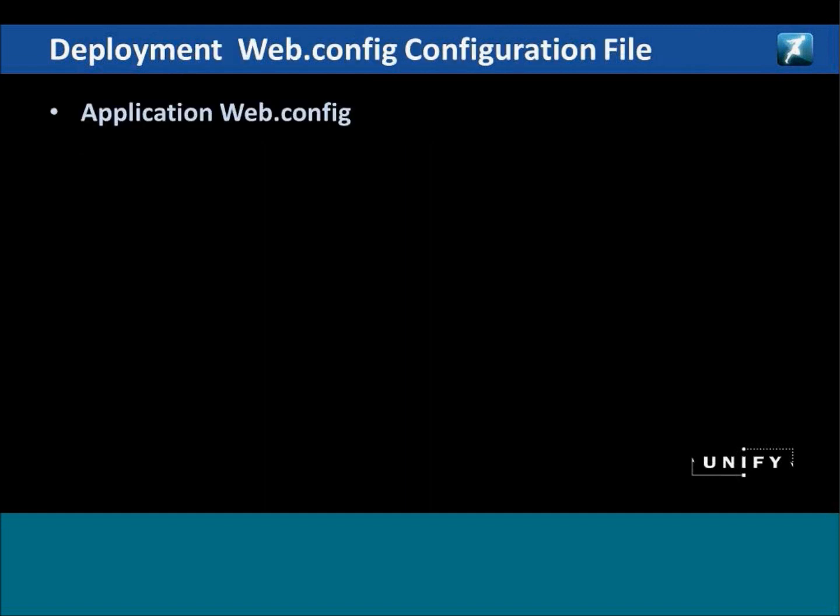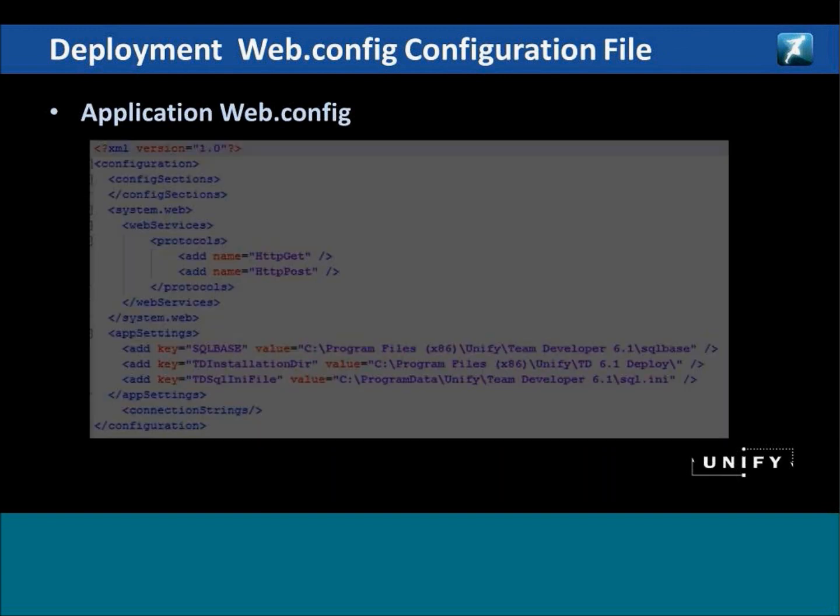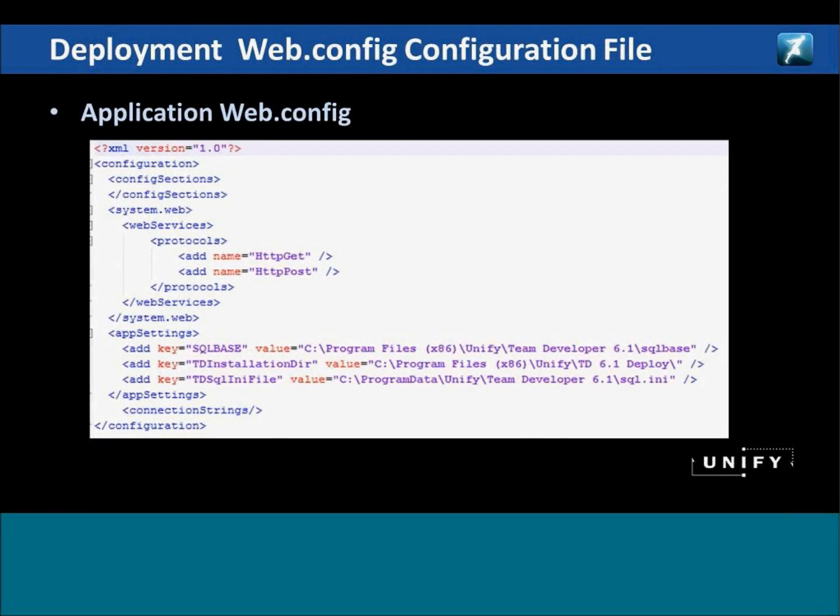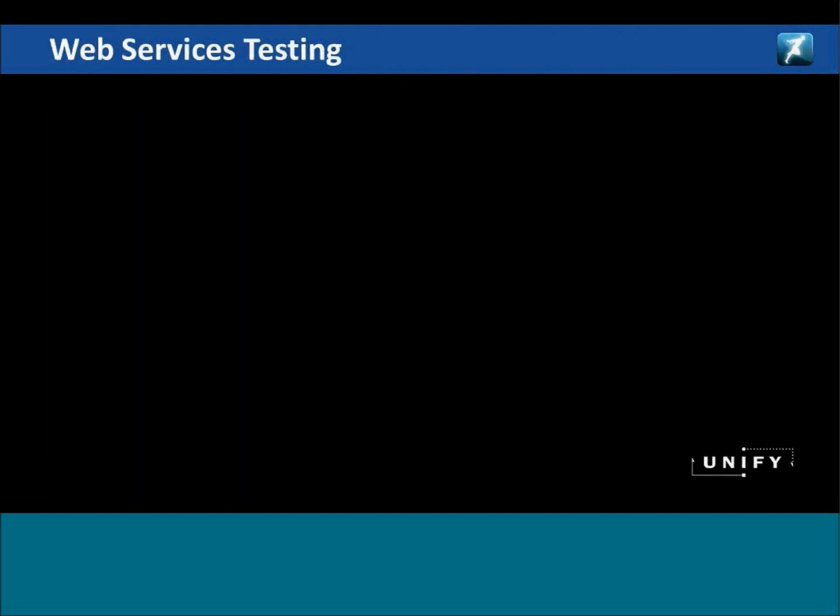Then you need to have an application web.config file. The web.config file tells IIS about all the options that you have set, but also has client parameters in there, like the SQL-based parameter, the TD installation dir parameter, and the TD SQL INI file parameter. Those three keys you need to have in your application web.config file. So those three ones are really important to make this work for you.